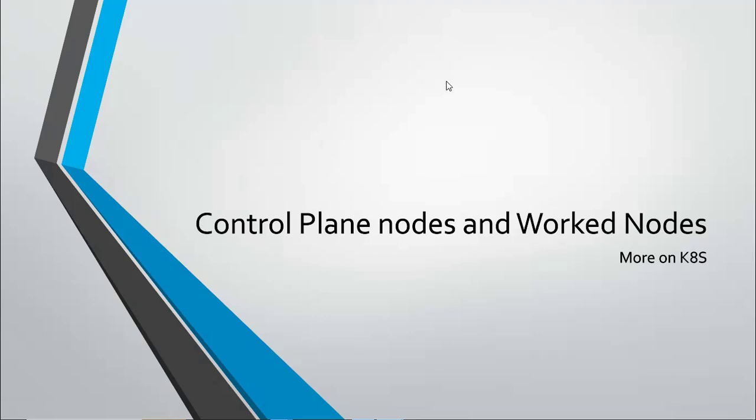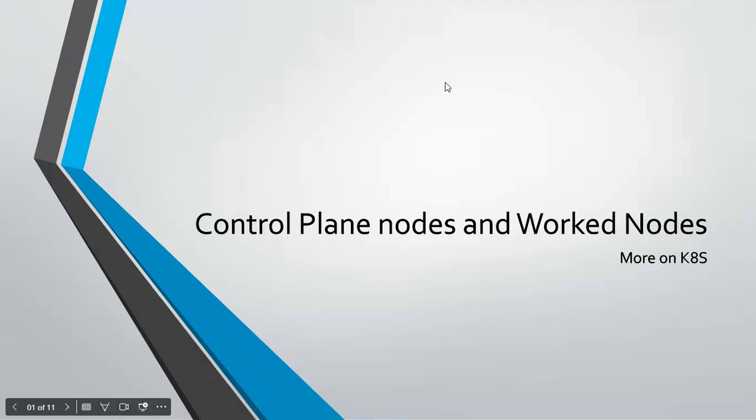In the last session, we saw a quick start with Kubernetes. In this session, it's a very important topic: the components of Kubernetes. Those two are control plane nodes and worker nodes. We'll try to understand what control plane nodes and worker nodes are.